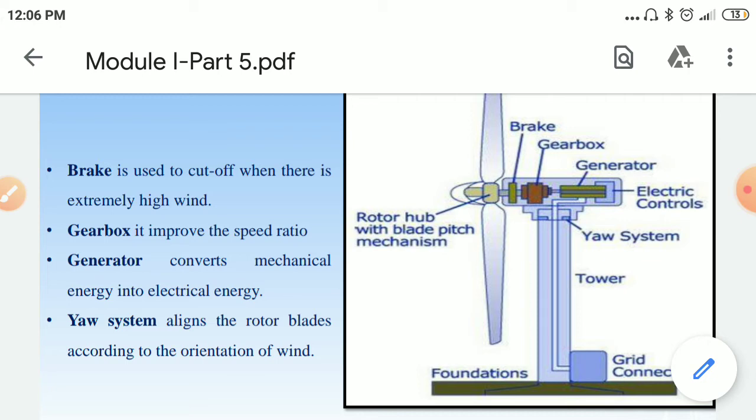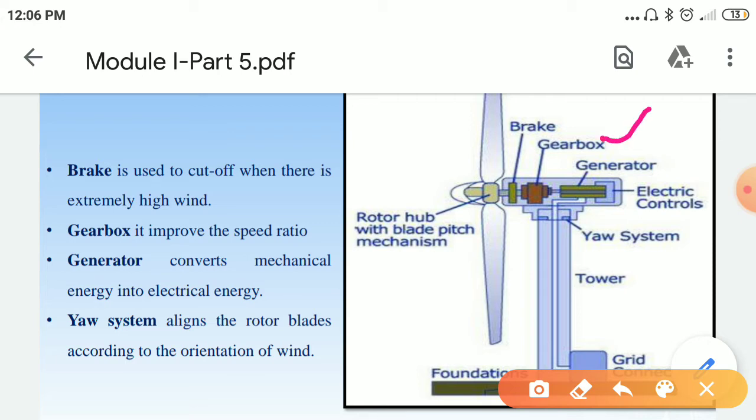The third one is a gearbox. The gearbox is mainly used to improve the speed ratio. So for improving the speed, we are using a gearbox system. Now, the shaft of this gearbox is connected towards a generator, where the generator converts this mechanical energy, that is the rotational energy, into electrical energy. Now, next comes the electric controls for controlling the exciter, everything.